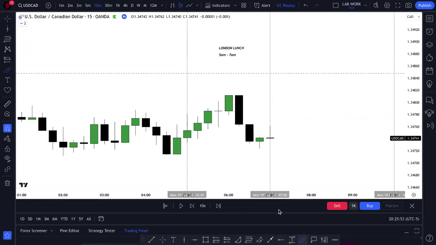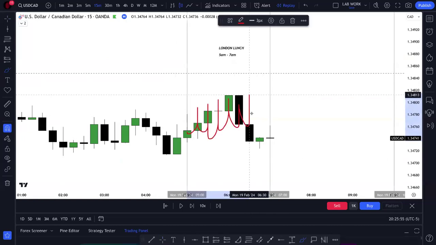So while retail traders are losing their mind for these next 3 hours here, they have no clue what's going on. They're losing their mind because it looks like it's buying and then it's selling.